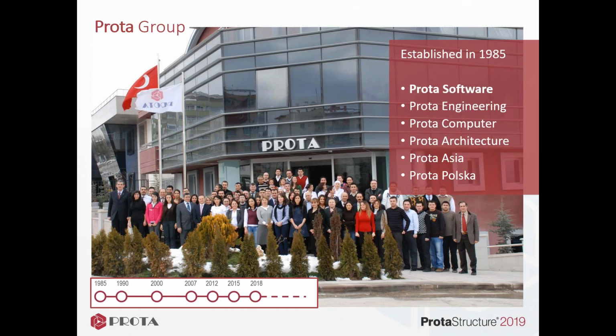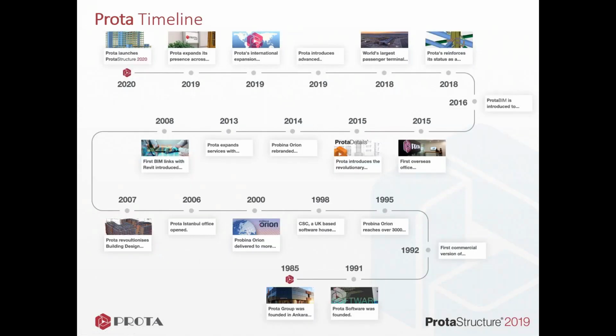So Prota was set up in 1985, and it's got an interesting history. We first commercialized the software, which at that time was called Probina Orion, back in 1992. So it's been interesting how it's evolved over the years, with many thousands of users around the world taking advantage of the technology. One of the key dates was back in 2015, when we redeveloped the underlying platform from what was old technology to introduce ProtaStructure, and that's evolved tremendously over the last 5 years into what is now a very powerful system for delivering building design.